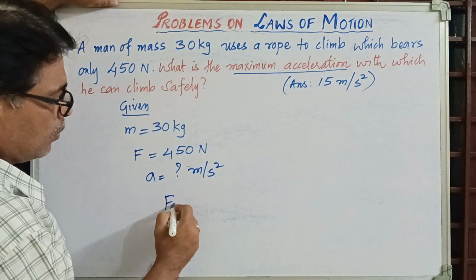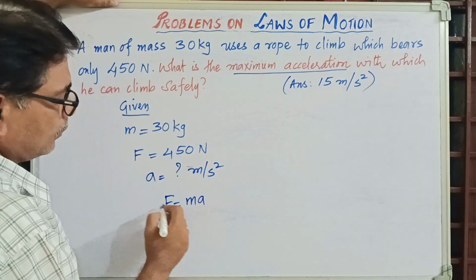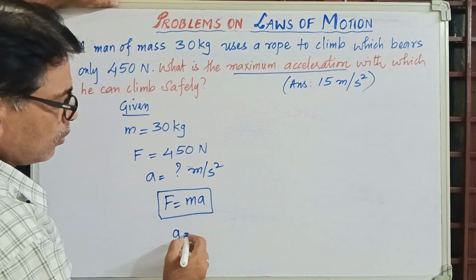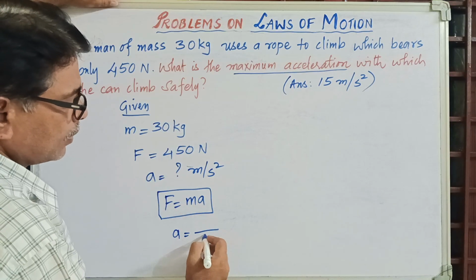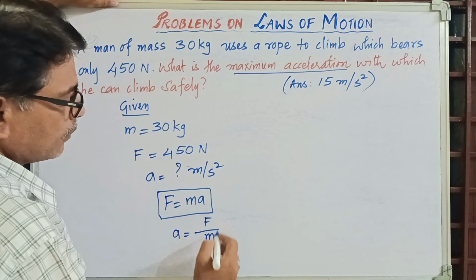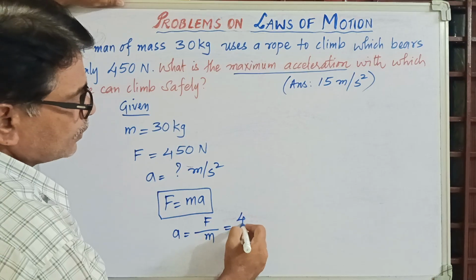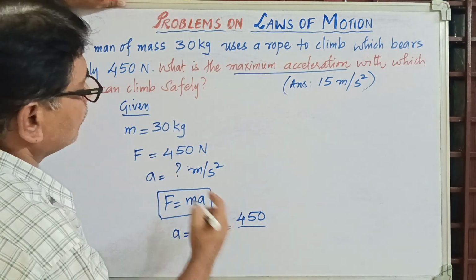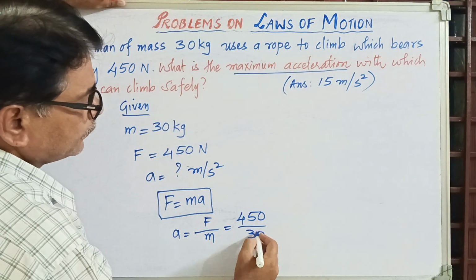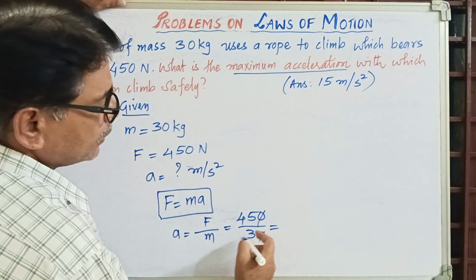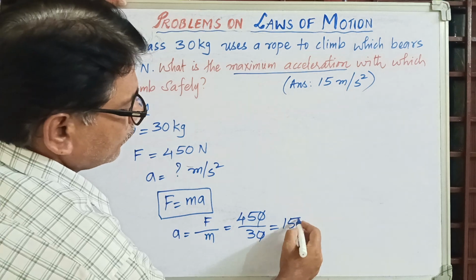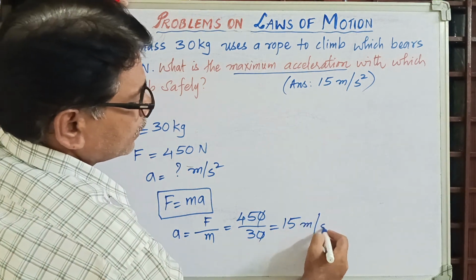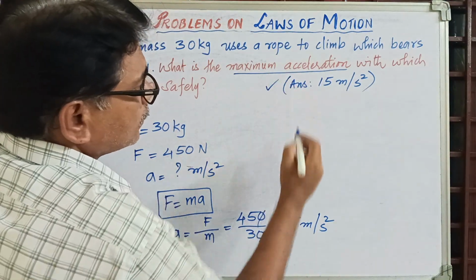So F is equal to ma, Newton's second law. He is asking you to calculate a. So along with a, what is m? Therefore it becomes denominator. Therefore it is F by m. F is how much? Given 450 Newton. By mass is how much? 30 kg. The zeros get cancelled. 3 ones are 3, 3 fives are 15. You are calculating acceleration, therefore meter per second square. Here is your answer.